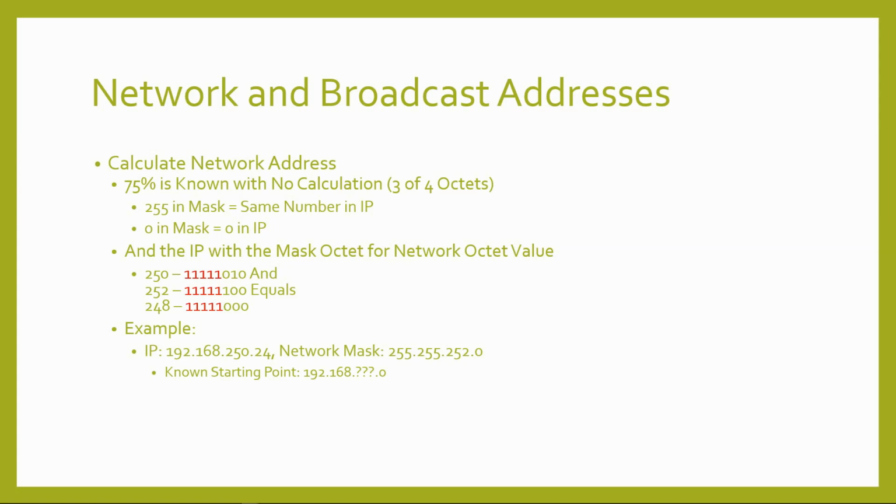That goes to our first step, where we have the same numbers where there's 255 in the mask and 0 where we have 0 in the mask. Now all we have to do is AND 250 with 252, which we did up above, which is 248. The only octet we had to do any calculations on ends up being 248. So we know that the network address will be 192.168.248.0. So we've already calculated the network address.